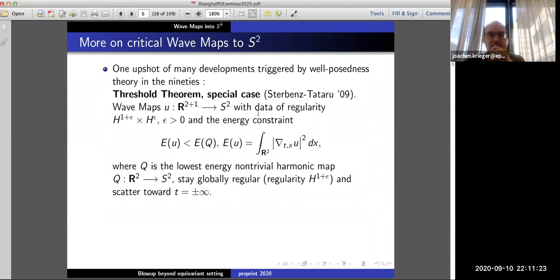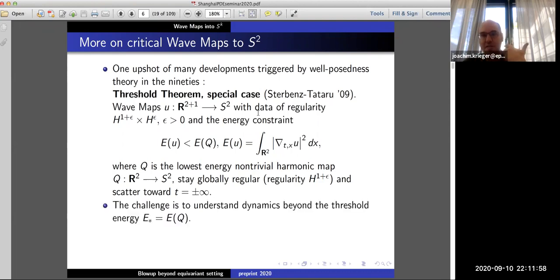But to make this discussion more concrete, what is known about critical wave maps with target S2? Well, the most basic fundamental result is due to Sterbenz and Tataru from 2009, the threshold theorem, which shows that if you look at initial data whose energy is strictly less than that of the minimum energy non-trivial static solution, the stereographic projection harmonic map in this case, then your solutions will scatter. So there's no interesting dynamics taking place. If you want to study something interesting, you have to go beyond. You have to look at energies that are at least as large as that of Q, or actually strictly larger.